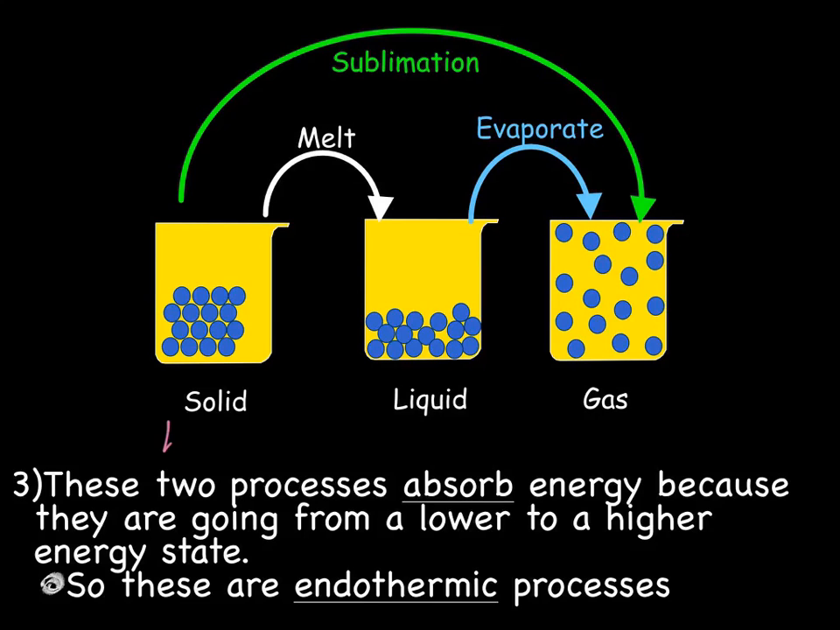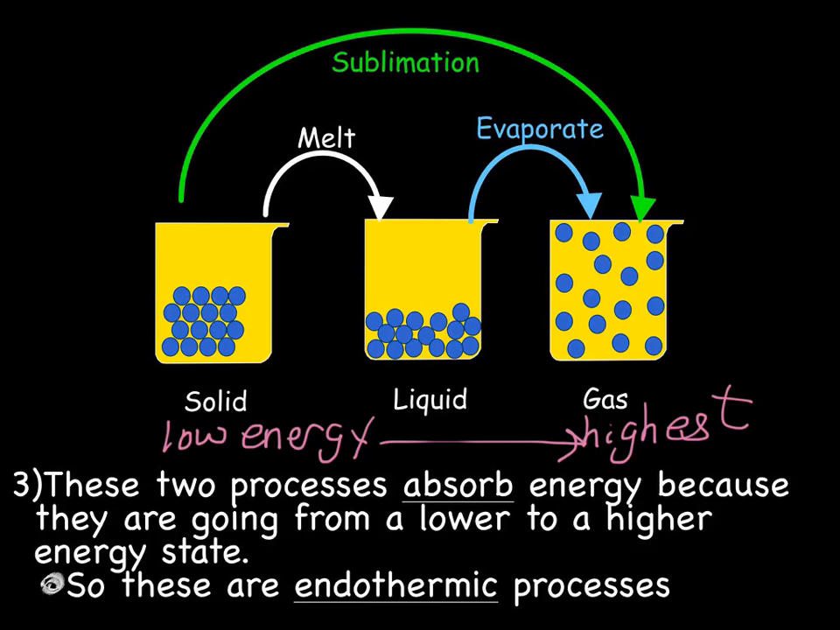molecules of a solid have the lowest energy, and molecules of a gas have the highest energy. So what we're doing here is going from a state of lower to higher energy. Okay, so melting, going from solid to liquid, or evaporating, going liquid to gas, you're needing to absorb energy because we're going from a lower to a higher energy state. Because you're absorbing energy, we're going to call these endothermic processes.